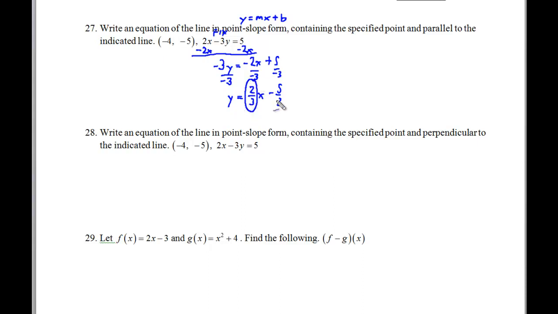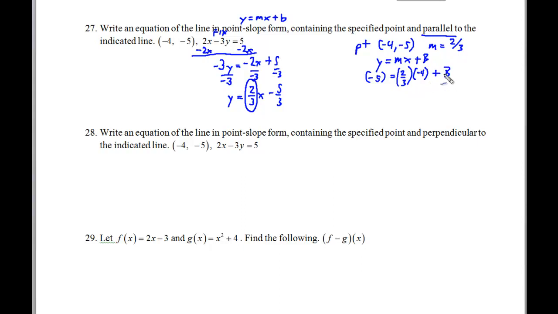So this is my first line, and I need a line parallel to that that will go through this point. So I have the point negative 4, negative 5, and now I'm going to use the slope 2/3. And why would I use the slope of 2/3? The reason is because I want the line parallel to it. So here's what I'm going to do. Step 1, write down my y equals mx plus b. Step 2, I'm going to plug in my points. This is going to be negative 5, this is going to be positive 2/3, this is going to be negative 4, and this is going to be plus b, because I need to find my y-intercept.